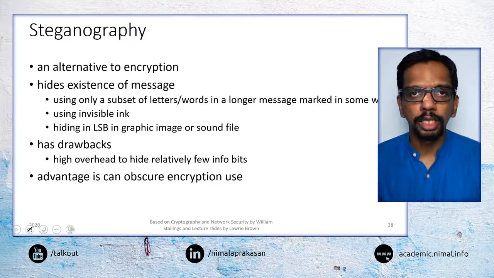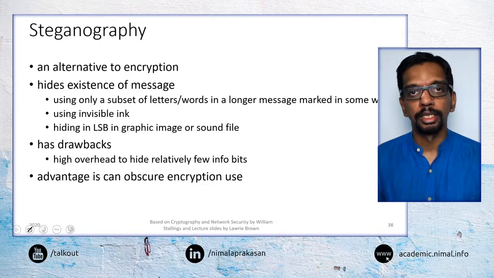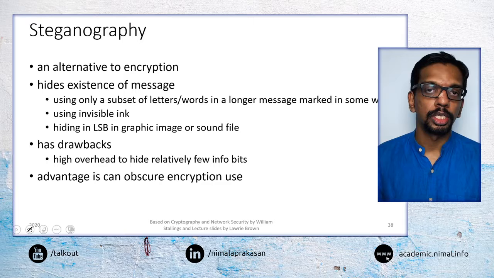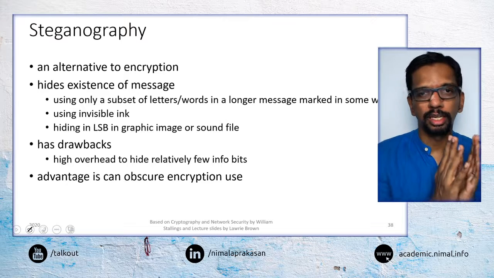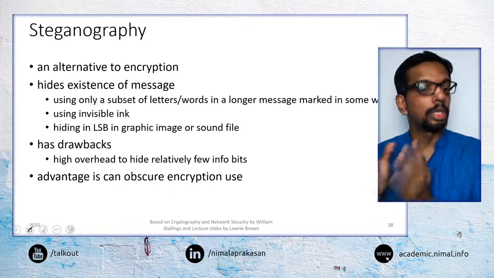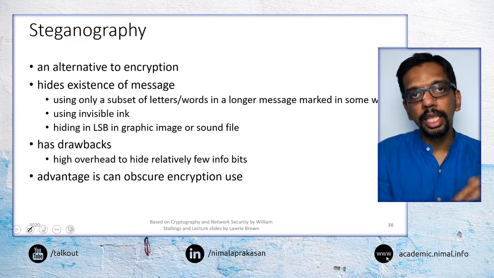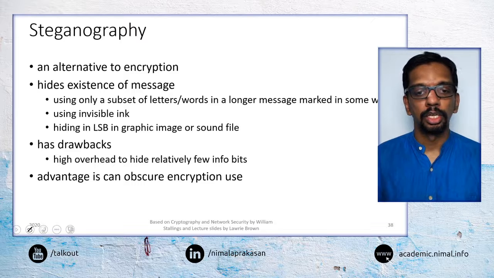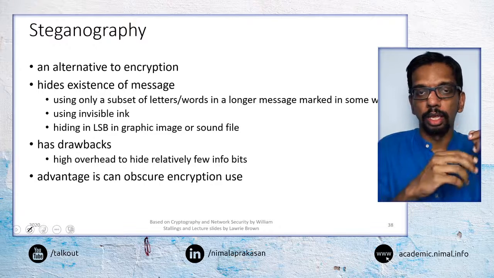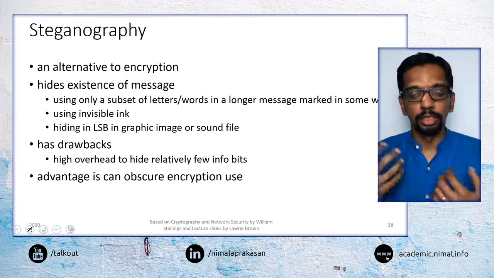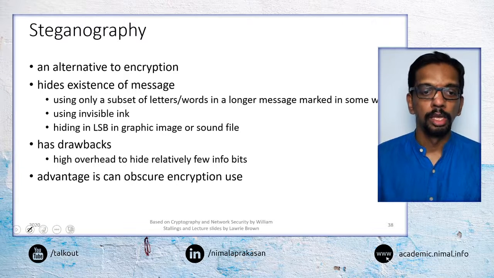Then one last thing that we will discuss today when we are talking about classical techniques is what is called steganography. The idea is that it is not technically encryption, it is rather an alternative to encryption. Here what we do is we hide the existence of a message. We are not obscuring the message, we are not making it unreadable. That is not the intention. We are just hiding it in plain sight, so to speak.